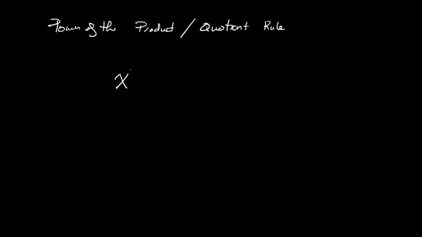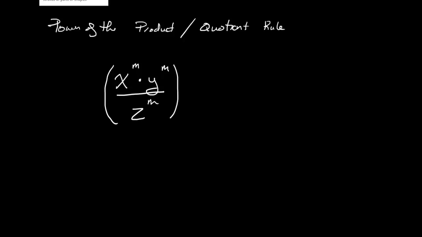So these next rules I'm going to sort of combine. I'm going to call them power of the product quotient rule. So if I have x to the mth times y to the mth all over z to the mth, and x, y, and z are all variables. These are all variables. They could be a's, they could be x, y, z. It could be anything we want.